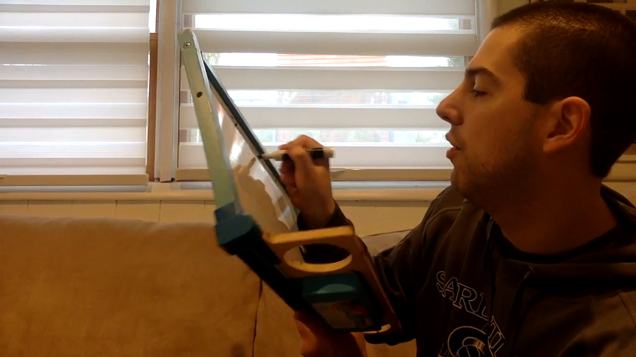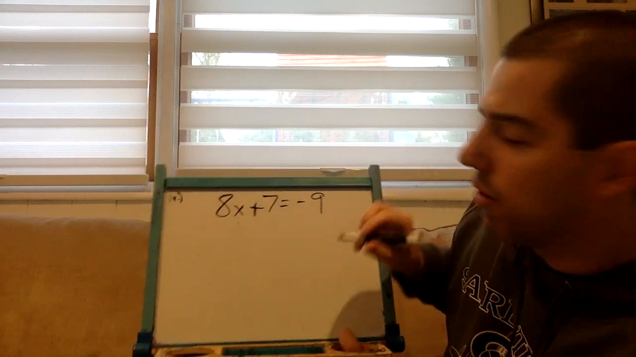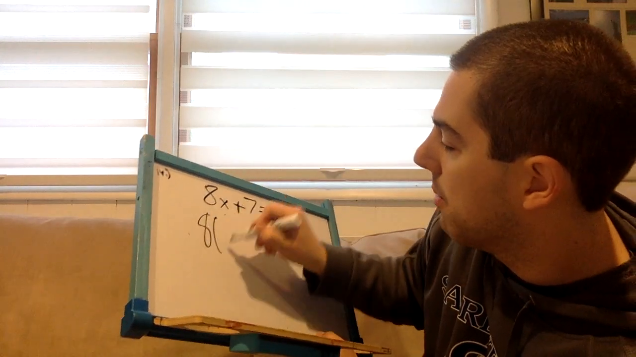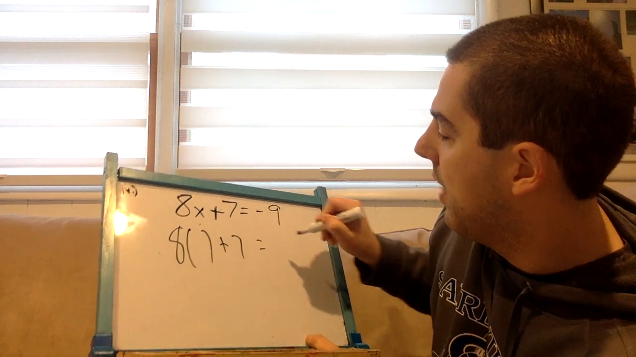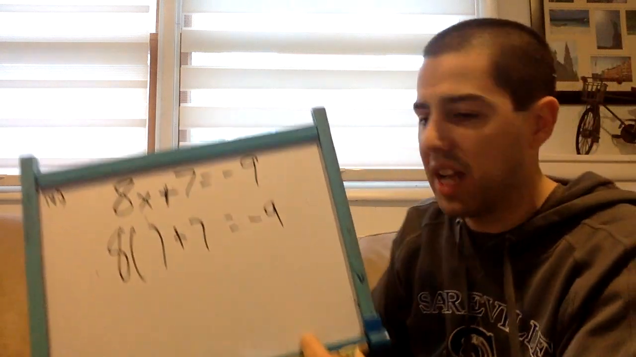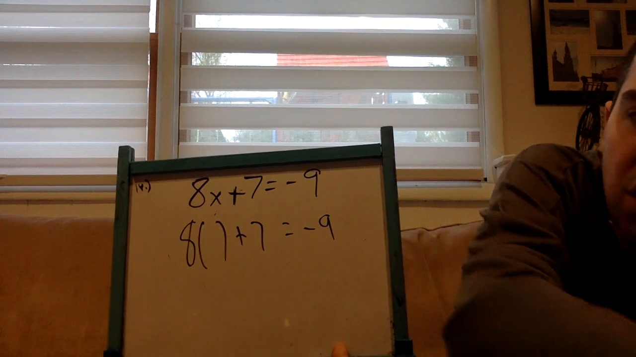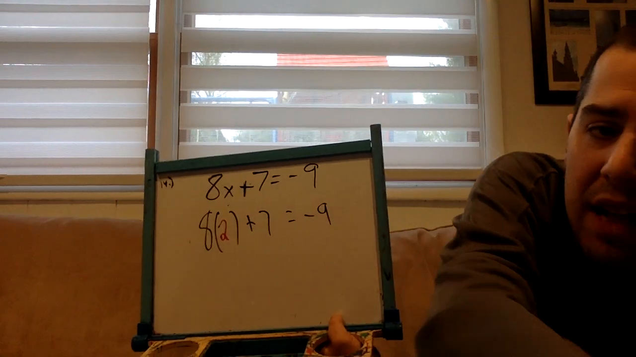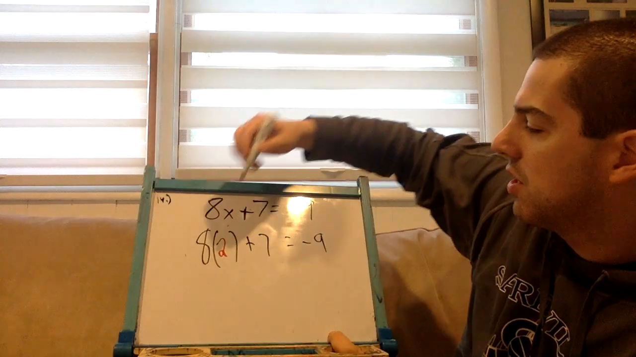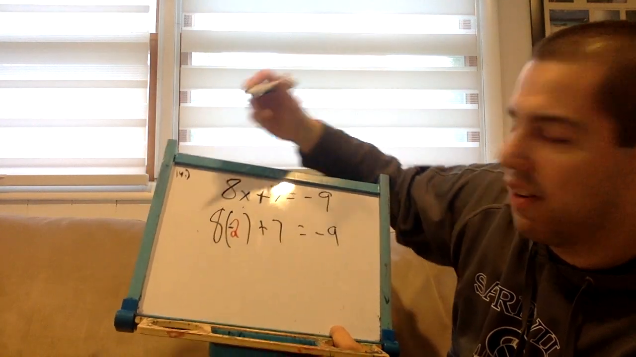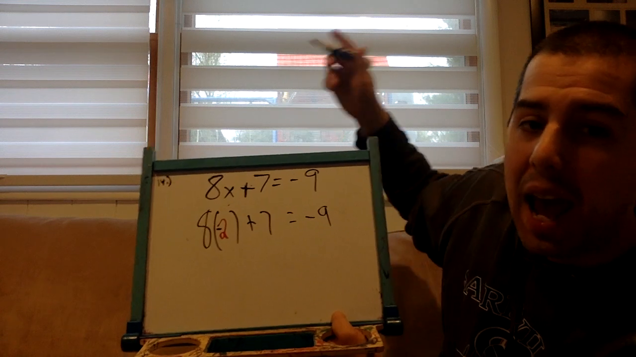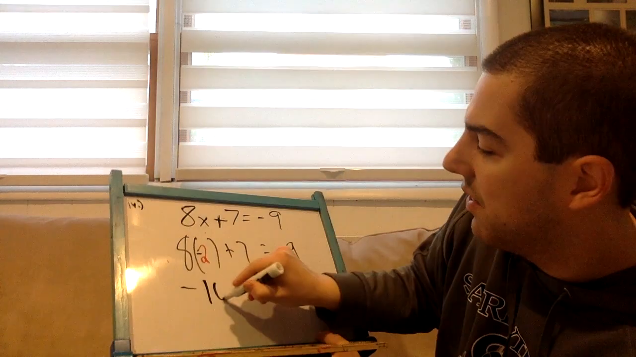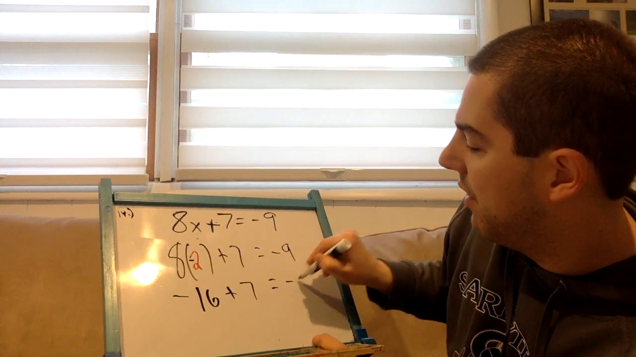You want to prove that the left side equals the right side. You want to prove that the mathematics on the left side is equal to the integer on the right side. I substituted in my answer, negative 2, and I get negative 16 plus 7.